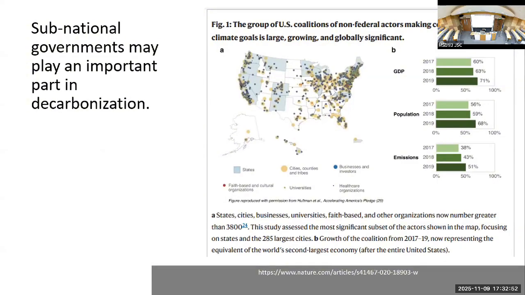Is this good for the environment? Subnational government may actually play an important part. And these are examples on decarbonization, where the national government may not be keen, but state government may be keen, because this is during Trump's first term. Sorry, yes, this is during Trump's first term.